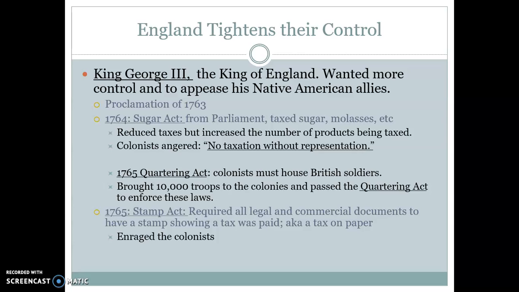And this yet again enrages the colonists, because they're like, bro, we have no representation in Parliament, so you have no right to tax us. Give us a voice in Parliament, and then we'll talk about being taxed.